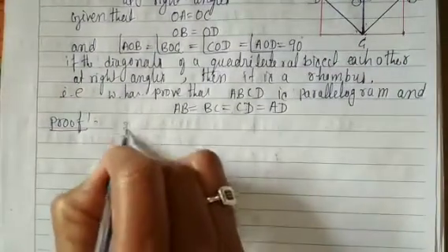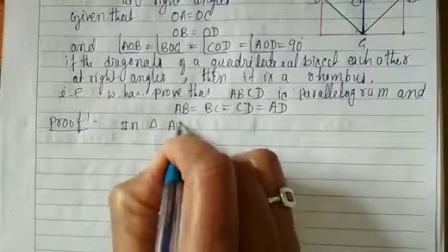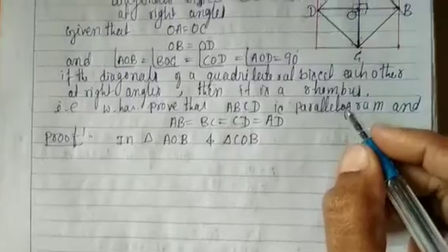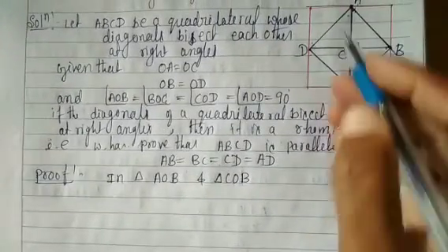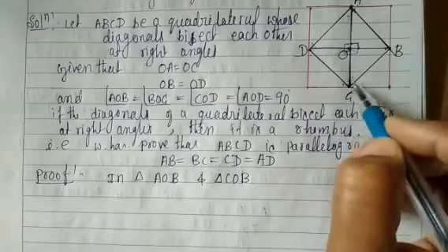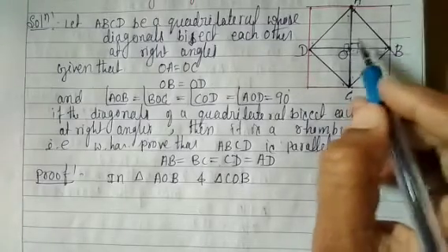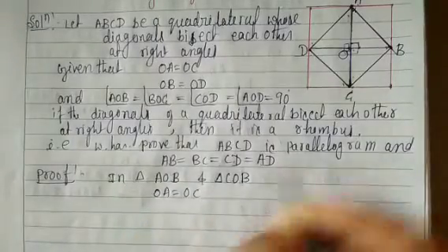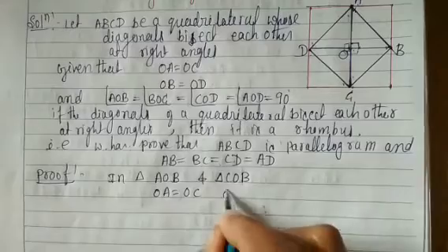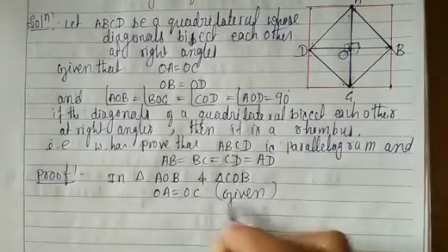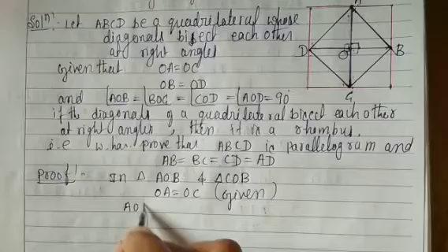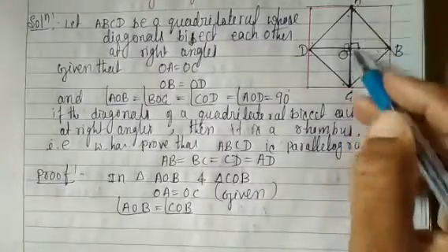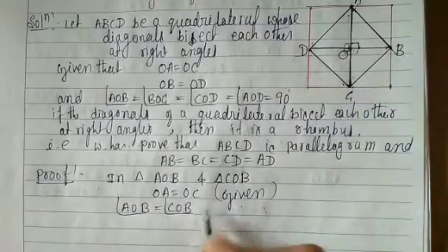In triangle AOB and triangle COB, look at this figure. In triangles AOB and COB, OA is equal to OC. Another side, OA is equal to OC already. And angle AOB is equal to angle COB.